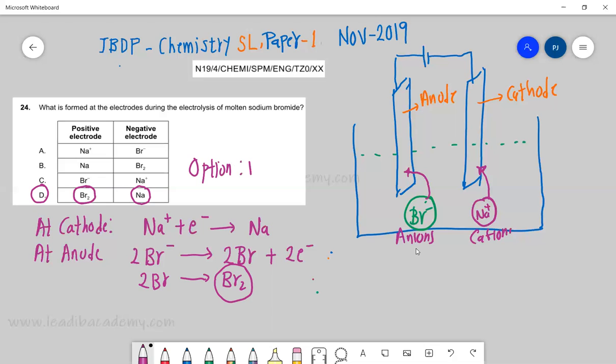Extremely simple. In case of molten salt, it is extremely simple because there are no competing ions. Whenever it is an aqueous solution, or there are not neutral or inert electrodes, then it can be a little bit complicated. But in this case, it was quite straightforward, very, very simple.